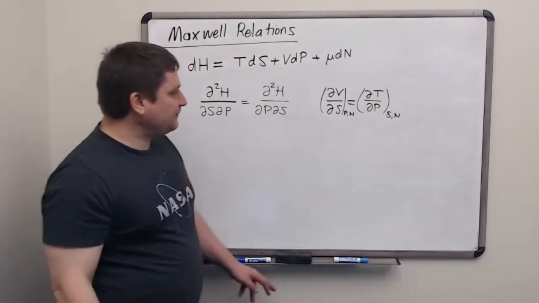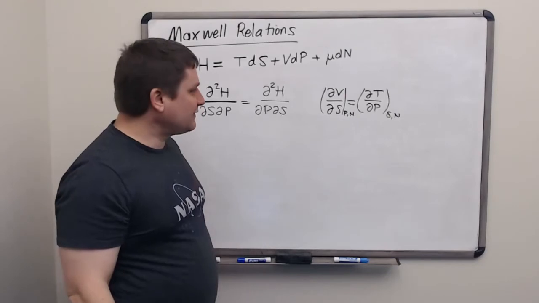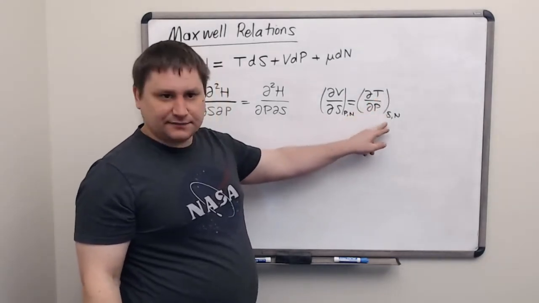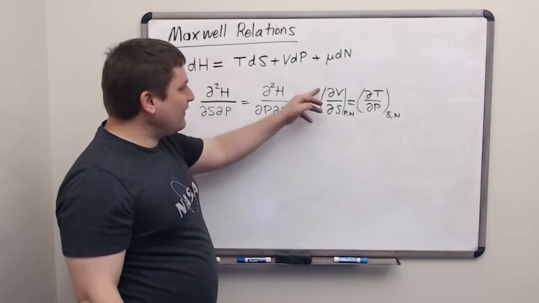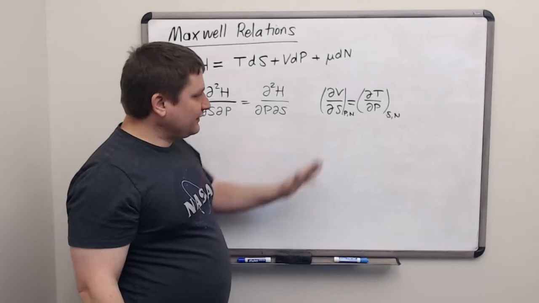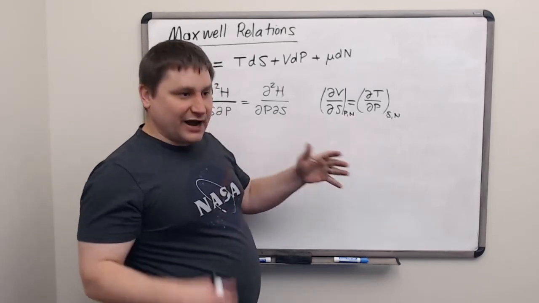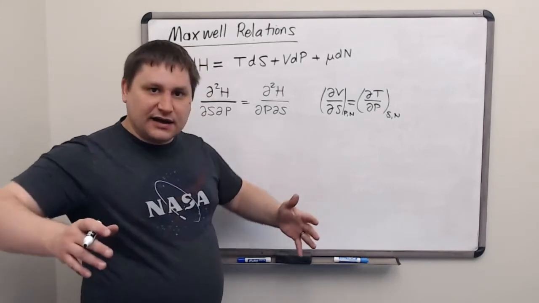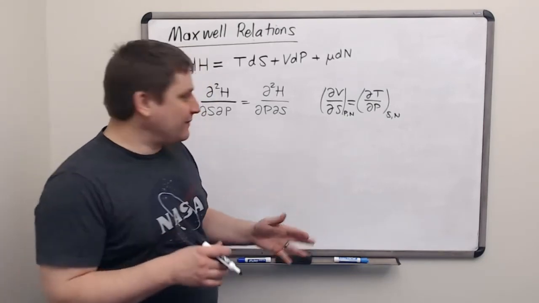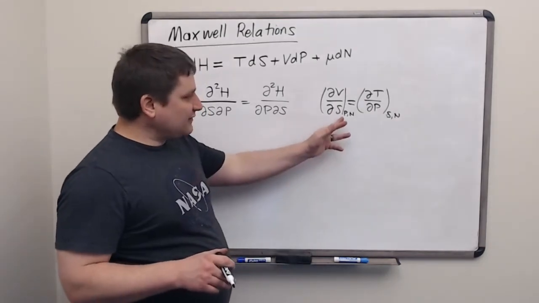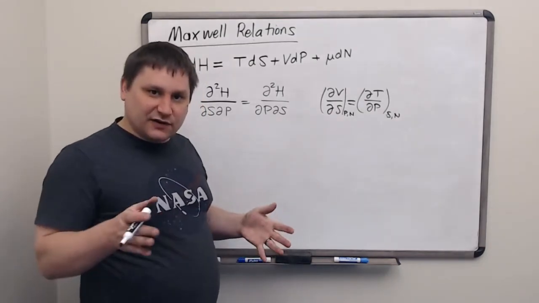It relates some strange quantities. How temperature varies with pressure as we hold entropy constant is equal to how volume varies with entropy as we hold pressure constant. On the left side, we're describing an experiment where we isolate a system, keep it adiabatic, and increase its pressure probably by changing its volume, and see how the temperature goes up or down. On the right side, we've got an experiment where we keep the pressure constant by allowing it to expand or contract.